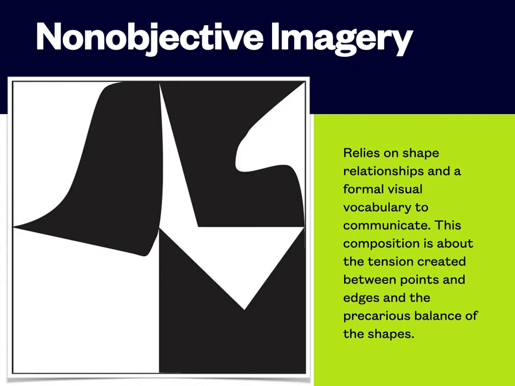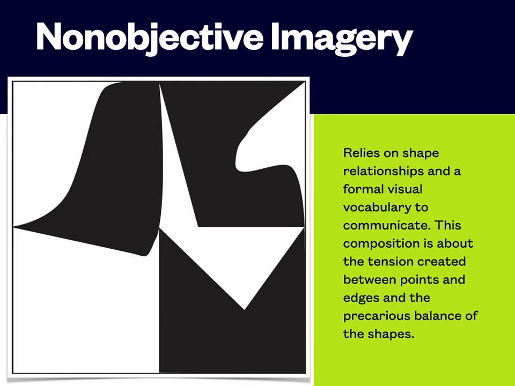Non-objective imagery: these images have no resemblance to anything recognizable. These images are built from geometric and natural elements that make no attempt to depict anything in the real world. So let's take a look at this image that I have here on this slide. This non-objective image relies on the shape relationships, and they form a visual vocabulary that communicates what's happening.